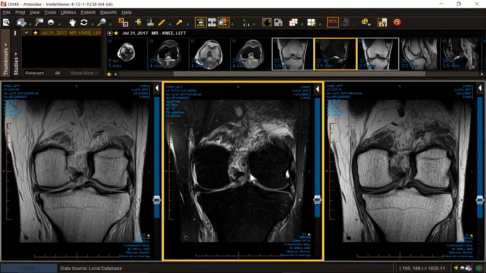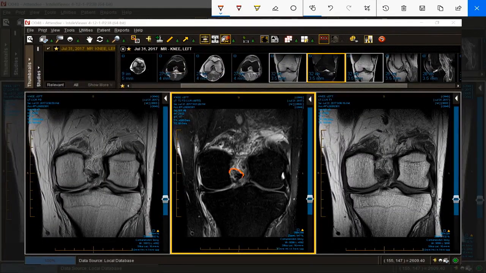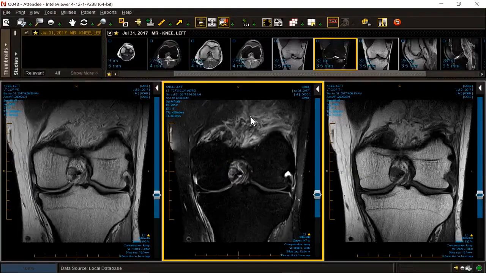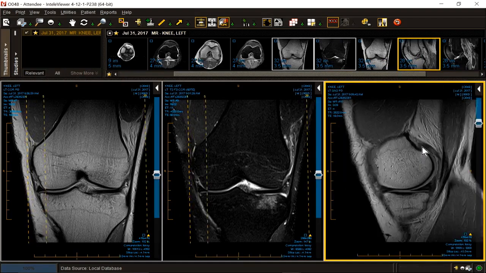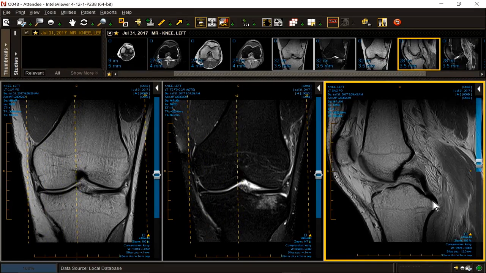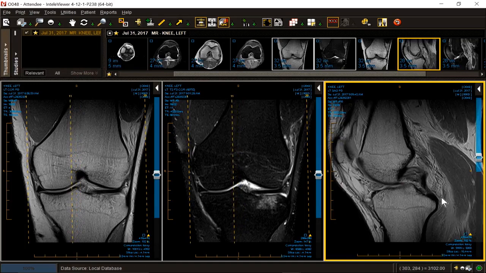So is our PCL intact? No, it's not. We're going to draw a circle. We've got 1 good bundle, 1 bad bundle. Yes, there are 2 bundles of the PCL. So we have a high-grade PCL tear. So our next job with a PCL tear is to decide, is there a fracture at the tibial sulcus of the PCL? No. Doesn't need surgery for that. But it would need surgery if there was a corner injury. So we better check that out. Let's finish our coronals.